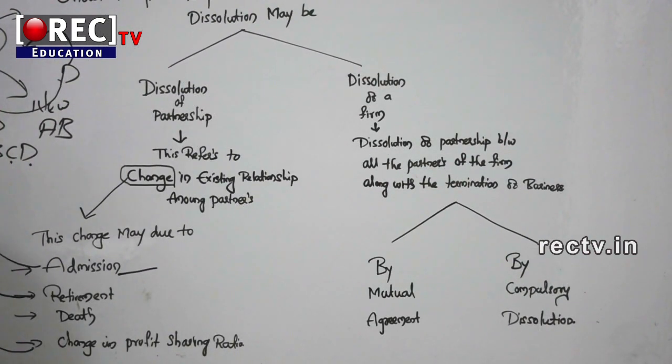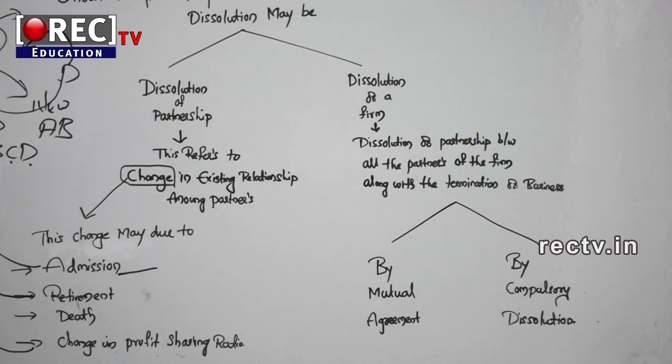Dissolution of partnership we have already seen in Group 1. Now this is the new part: what is dissolution of firm? It is dissolution of partnership between all the partners of the firm along with the termination of business. We are going through this chapter in Group 2 accounts. Here dissolution of firm may happen in two ways, that is by mutual agreement or by compulsory dissolution.